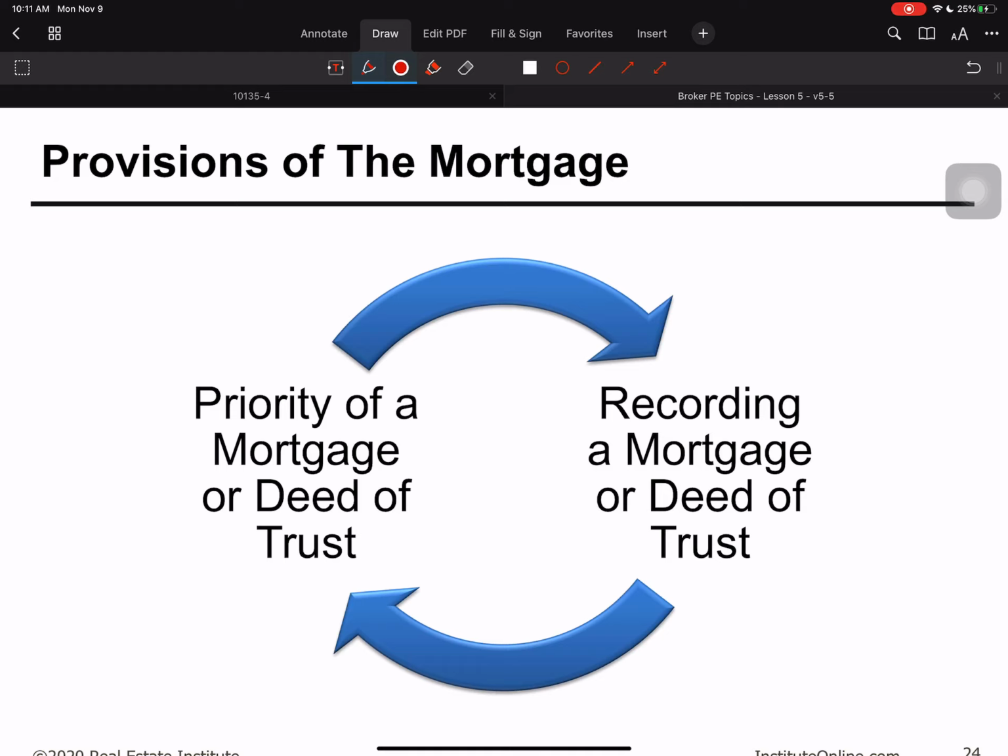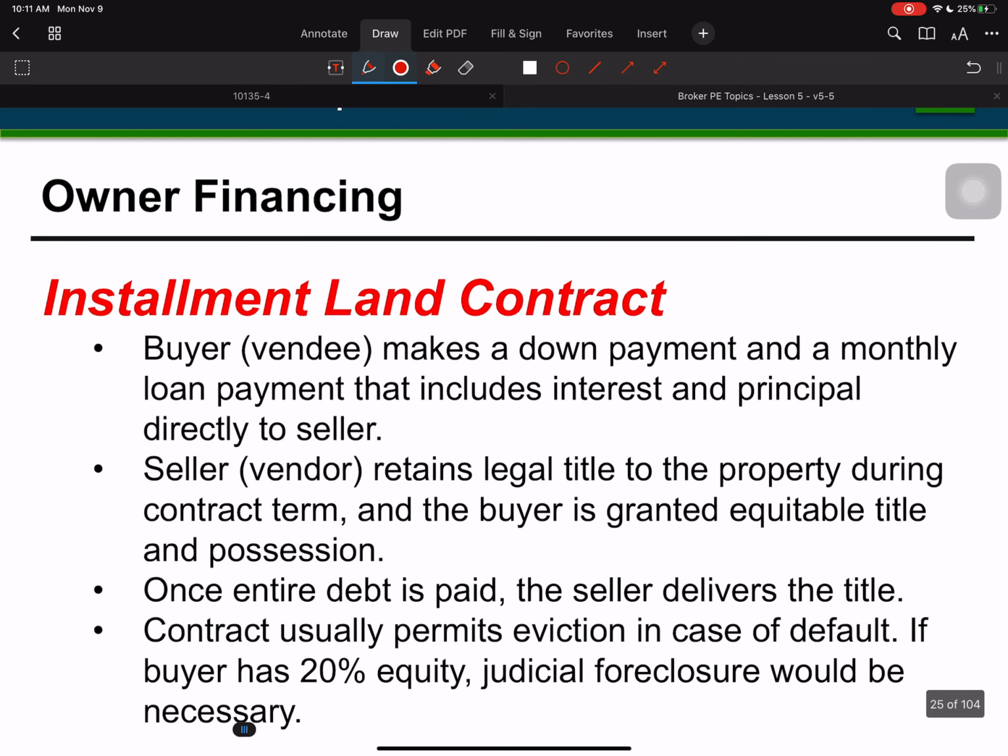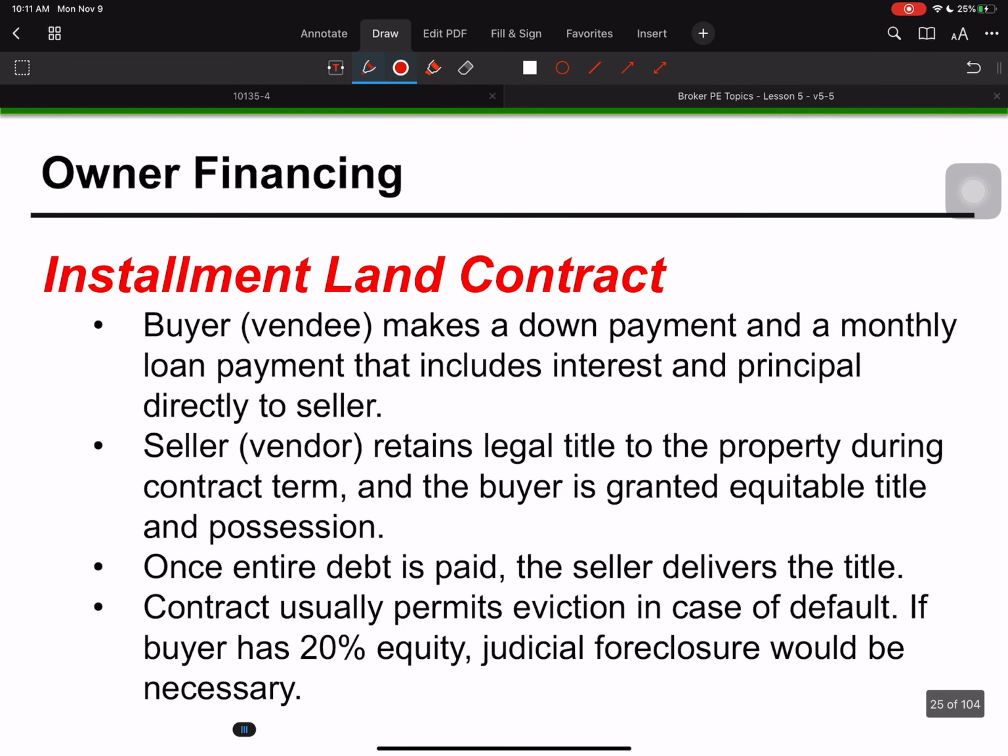So recording a mortgage or deed of trust: a mortgage document or deed of trust must be recorded in the recorder's office of the county in which the real estate is located. Priority of a mortgage or deed of trust: priority of mortgages and other liens normally is determined by the order in which they were recorded. So always try recording right away, and the banks will always try recording their liens first.